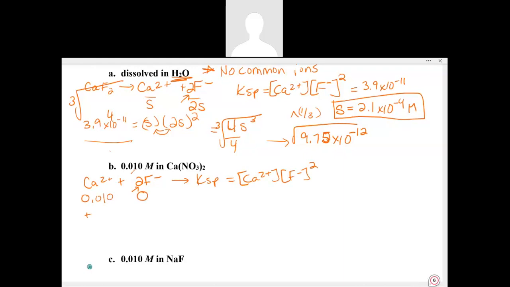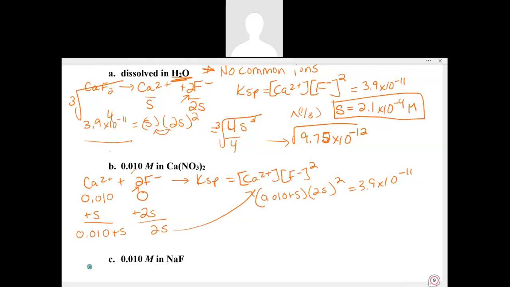So we're going to add S here, we're going to add 2S here, and we're going to get 0.010 plus S over here after the addition of our salt, and then we're going to get 2S over here. So let's take these values, plug them into our KSP expression, and that'll be 2S squared. We're going to set this equal to that same constant as above, that 3.9 times 10 to the negative 11.